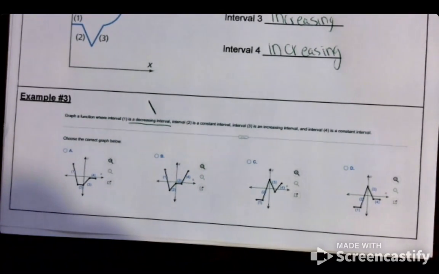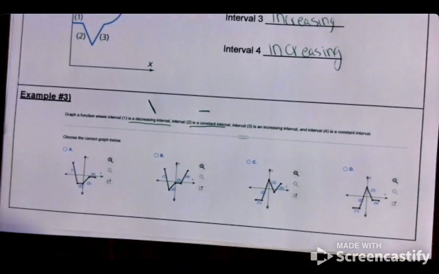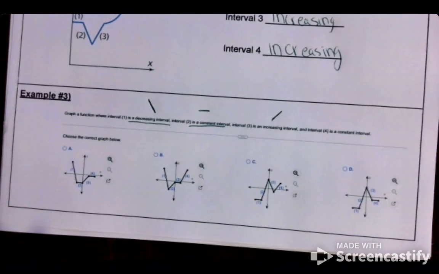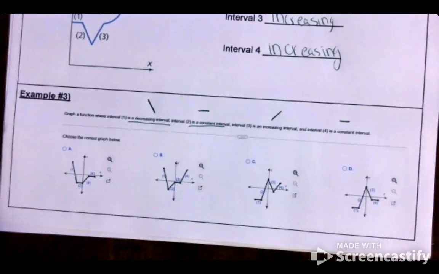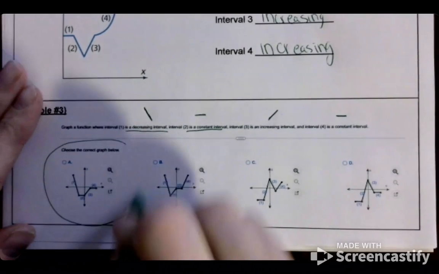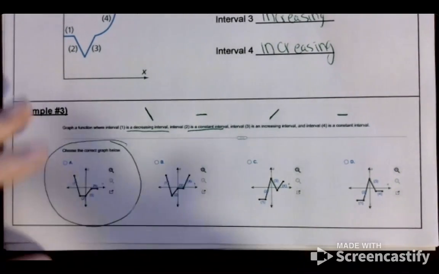Interval 2 is a constant rate. So what's that going to look like? Straight, left to right. Interval 3 is increasing. Which one shows increasing? That. And then interval 4 is also constant. So out of the 4 below, out of A, B, C, and D, which one do you think shows that? Great job. It is, in fact, letter A, sorry.